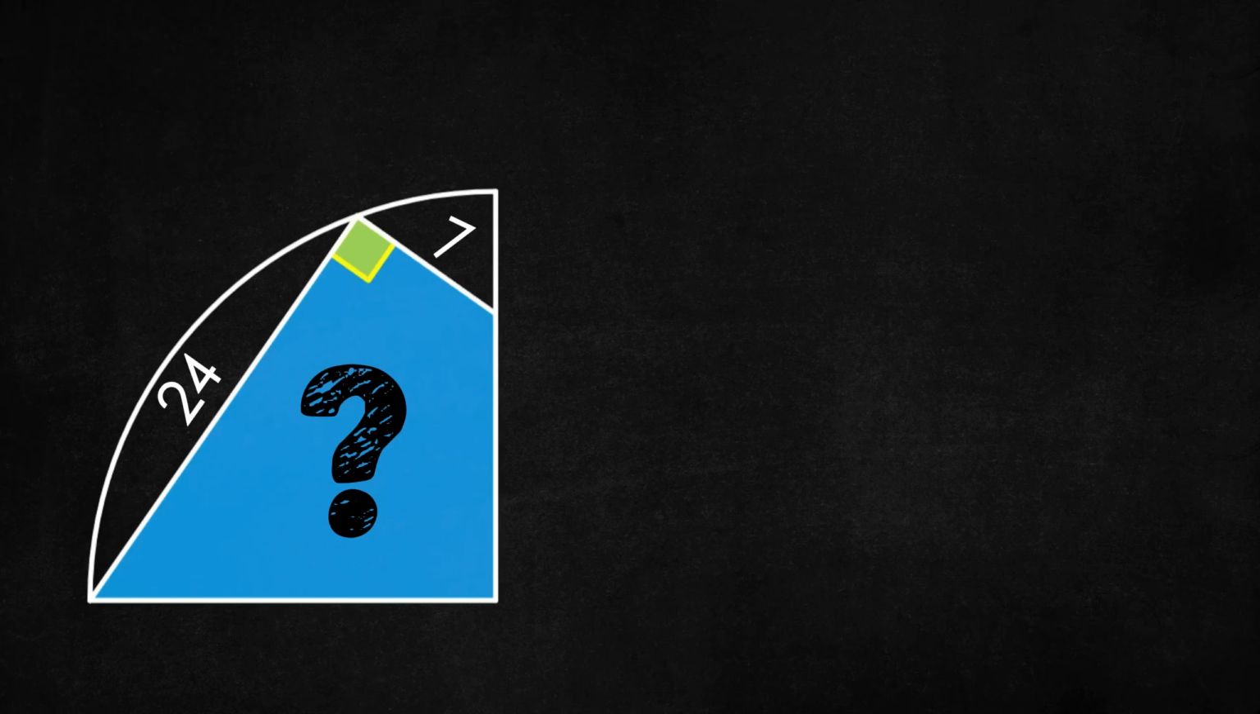In this video, we will discuss and solve this fun geometry puzzle. So we have a quarter circle here, and there's a weirdly inscribed right angle. This is 24 units, and this is 7 units long. The goal is to calculate the area of the blue region.